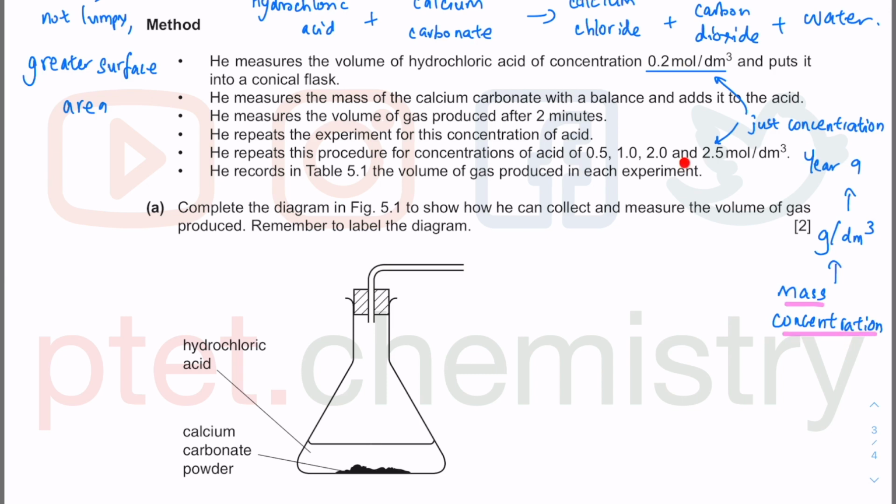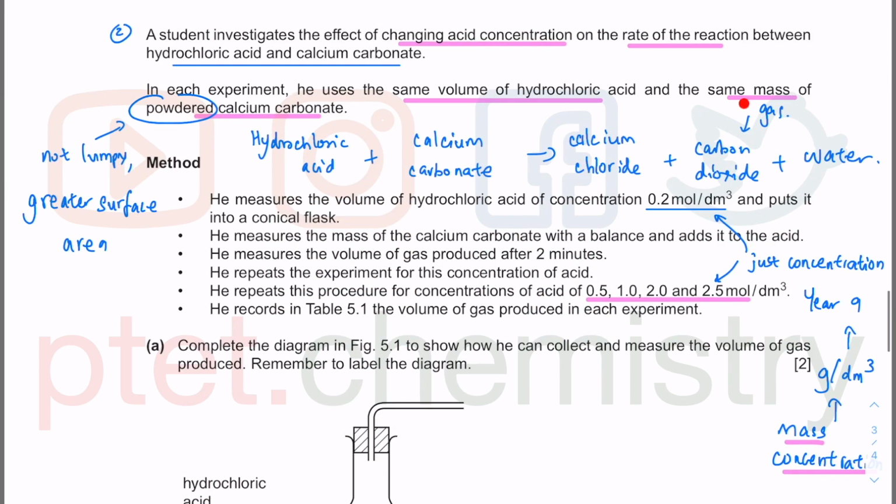As you can see, this concentration changes from 0.2 to 0.5 to 1.0, 2.0, and 2.5 mole per dm cube. Different concentrations will affect the rate of reaction.